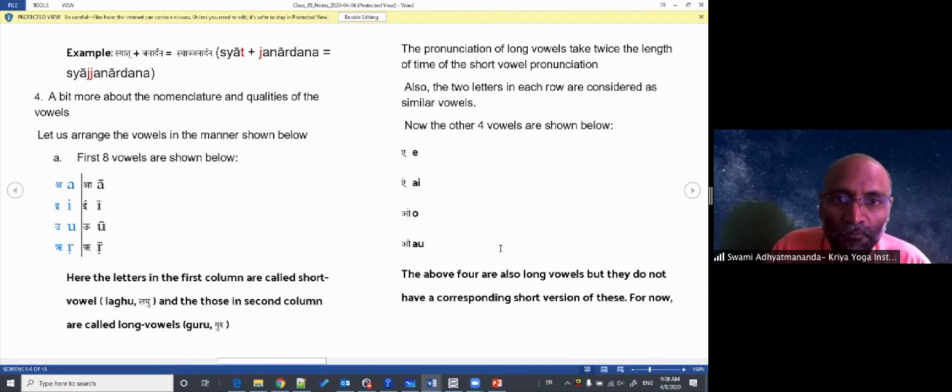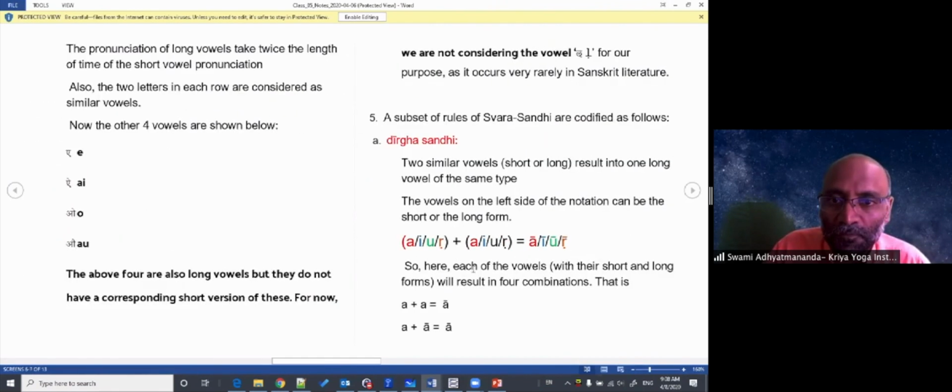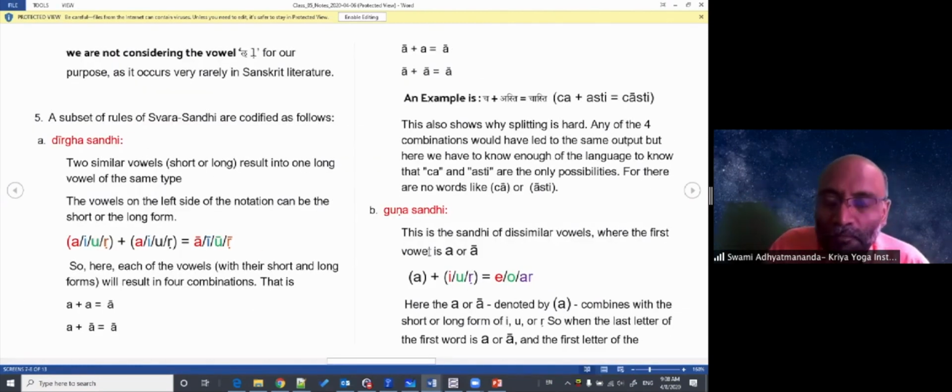Then we covered Dirgha Sandhi. So the same logic applies to Ikara, Ukara or Rukara. Then Guna Sandhi. This document is already in the repository. Guna Sandhi. So this Sandhi happened when two similar vowels came together.